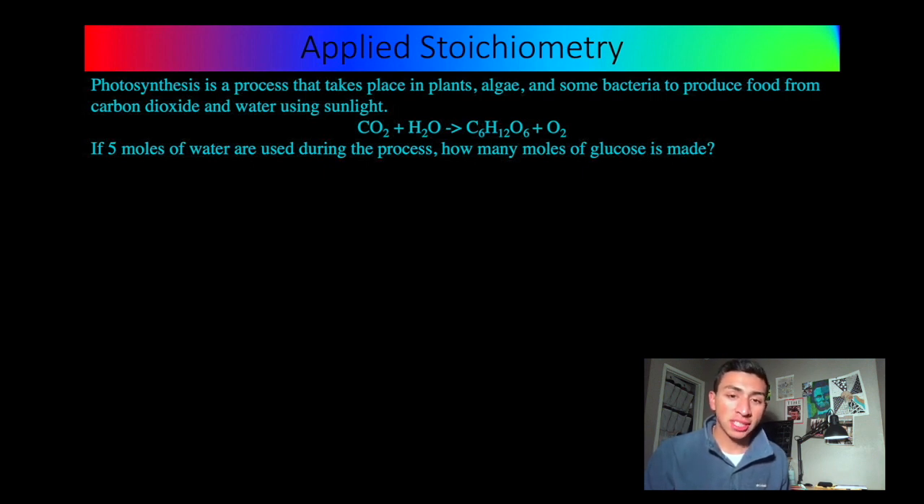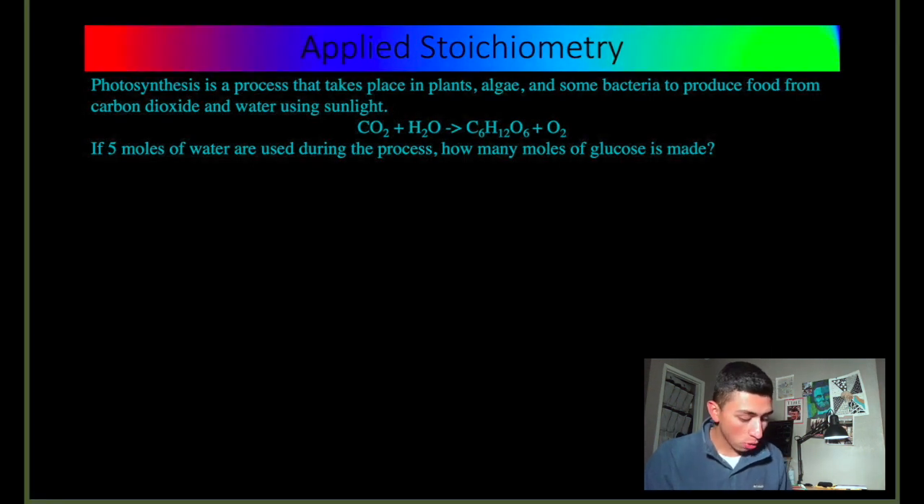Photosynthesis is a process that takes place in plants, algae, and some bacteria to produce food from carbon dioxide and water using sunlight. And we're provided with a chemical reaction down here. I'm just going to box it in. If 5 moles of water are used during the process, how many moles of glucose is made?